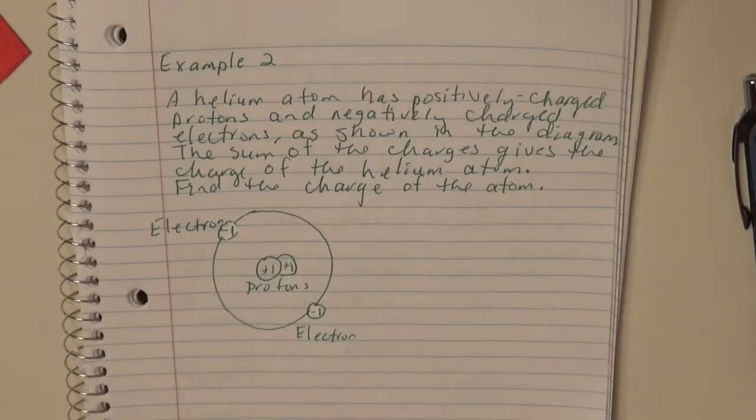Example 2 gives us a real-world application. A helium atom has positively charged protons and negatively charged electrons as shown in the diagram. The sum of the charges gives the charge of the helium atom. Find the charge of the atom. Okay, so with the electron, we have -1 and a -1, and then we have protons that have values of +1, +1. So we're just going to add these together.